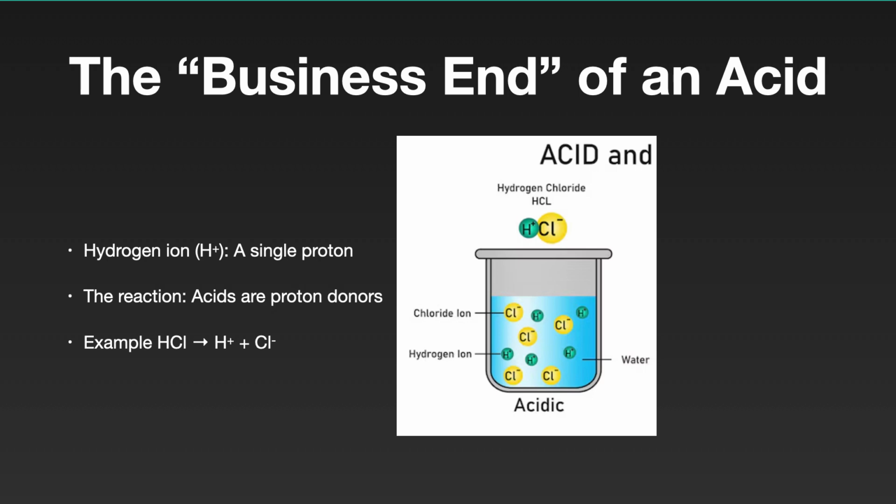The business end of an acid is the hydrogen ion, H+. Because a hydrogen atom is just one proton and one electron, when it loses that electron and becomes a positive ion, it is quite literally a bare proton. Because of this, we define acids as proton donors, substances that release these little H+ ions into a solution.